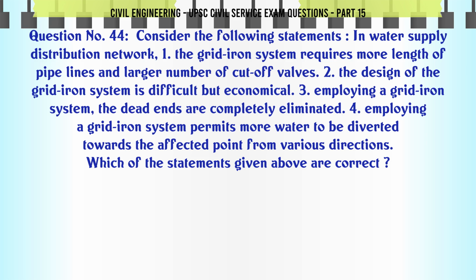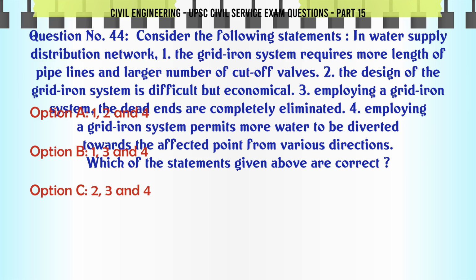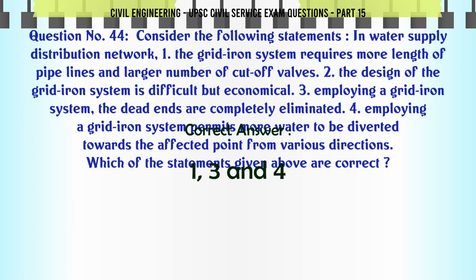Consider the following statements in water supply distribution network. 1. The gridiron system requires more length of pipelines and larger number of cut-off valves. 2. The design of the gridiron system is difficult but economical. 3. Employing a gridiron system, the dead ends are completely eliminated. 4. Employing a gridiron system permits more water to be diverted towards the affected point from various directions. Which of the statements given above are correct? A, 1, 2 and 4, B, 1, 3 and 4, C, 2, 3 and 4, D, 1, 2 and 3. The correct answer is 1, 3 and 4.